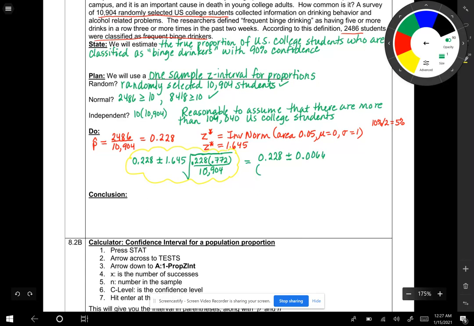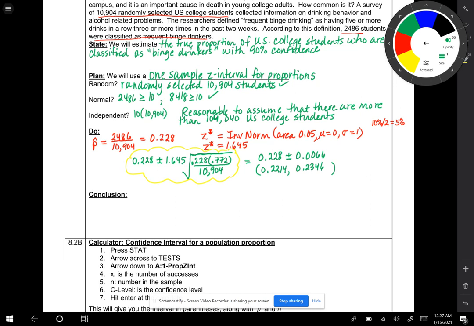Okay, and so my lower bound interval value is 0.228 minus 0.0066, which is 0.2214. And our upper bound is 0.228 plus 0.0066, so it is 0.2346.